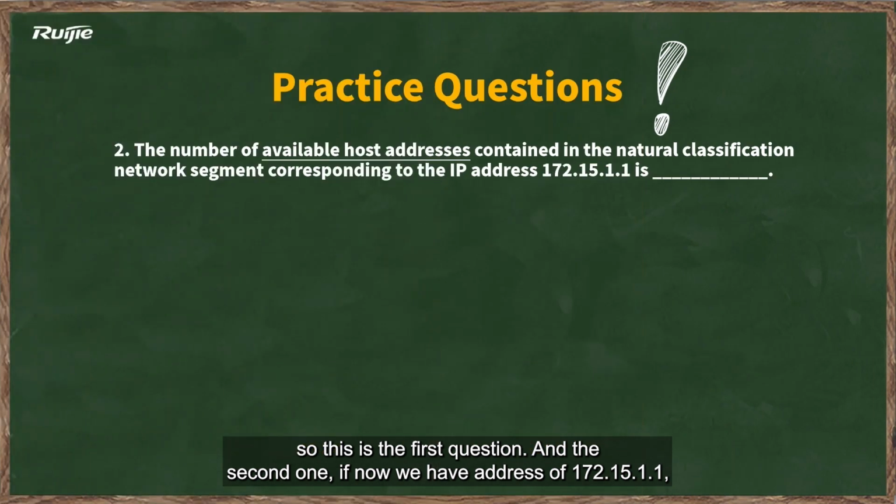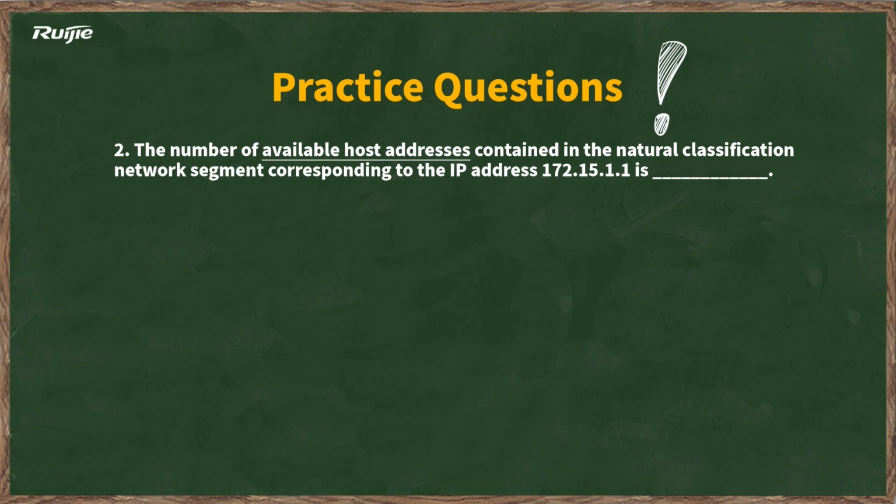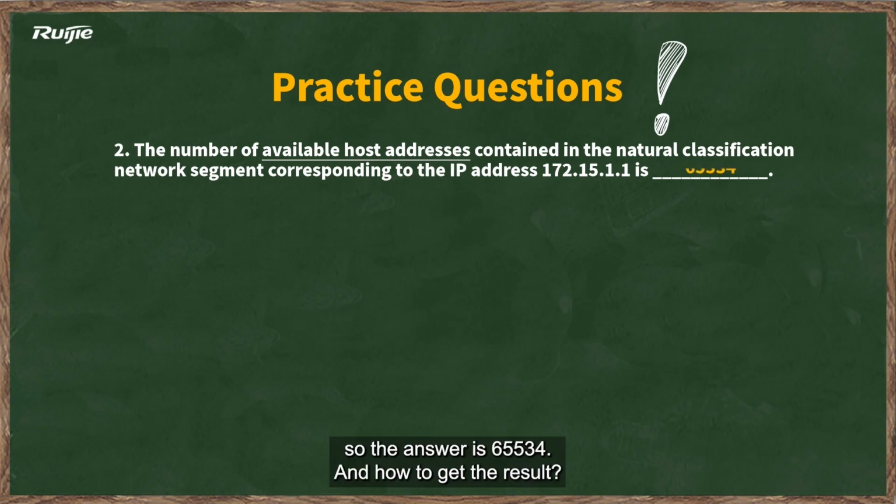So this is the first question. And the second one, if now we have an address of 172.15.1.1, we have to calculate how many available host addresses we can use of the natural classification. Of course, the same process, we have to find the network ID part and the host part. So the answer is 65534. And how to get the result?